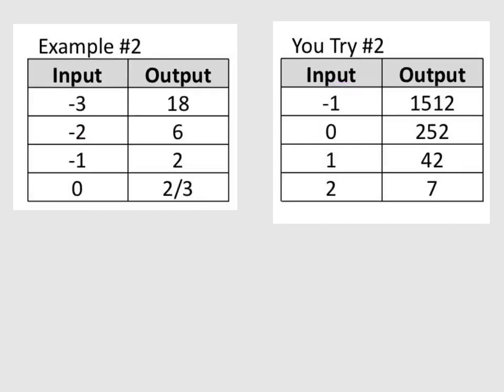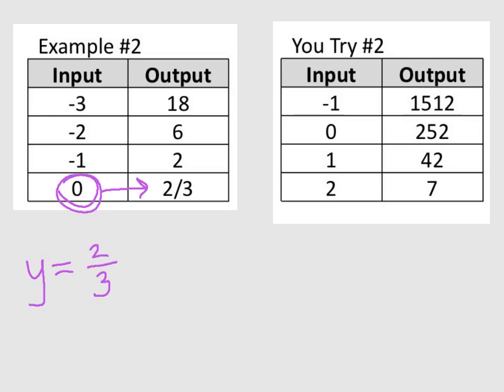Let's look at another example that's slightly different. Again, we need y equals, and then we're going to have our y-intercept, and we find that by looking across from 0. So our y-intercept is 2/3.